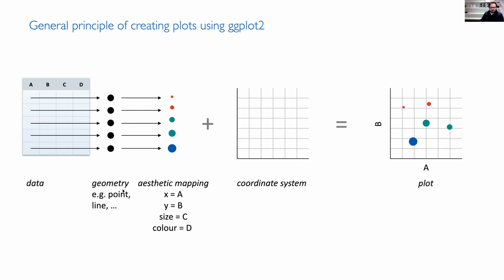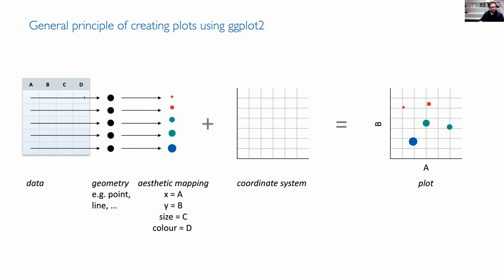Point, line, bar, circle, whatever. That's the geometry. Then we have this mapping that I mentioned, where we map different aesthetic properties of our plot to different columns in this table here. For example, we could say that the position on the x coordinate should be what is in column A. The y coordinate should be what is in column B. The size of our dots should be whatever is in column D, and the column should be C, and the color should be what is in column D.